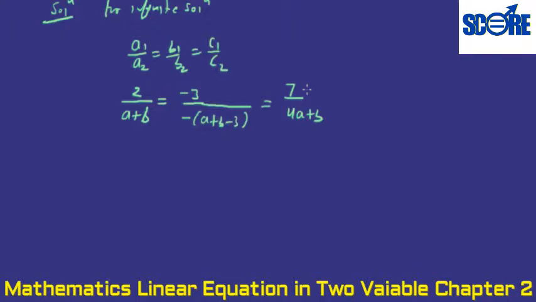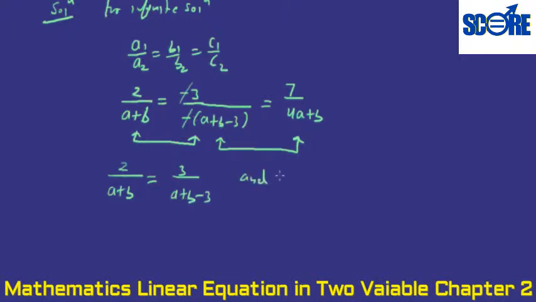Now आगे सॉल्व करते हैं. Let's say if I take these two equations, इन दोनों का भी इक्वल होना जरूरी है. So I write 2 upon a plus b. Here minus and minus get cancelled. So 3 upon a plus b minus 3. इन दोनों का आपस में इक्वल होना जरूरी है. So 3 upon a plus b minus 3 is equals to 7 for a plus b.